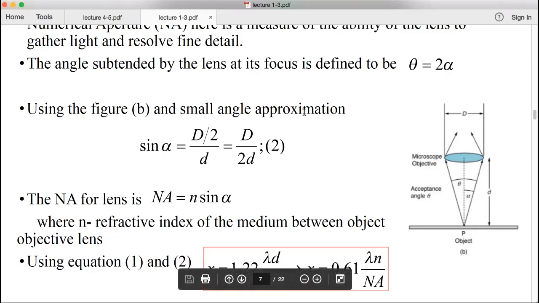Now, x here is the distance between two point objects, and if we put in all the parameters, now if you are given an optical microscope, you know the wavelength of the light used, you know the refractive index of the medium between the object and the objective lens, you know the numerical aperture, you fit in all these details, and then you get an idea: okay, this is the minimum distance between two point objects that I can resolve using this microscope. Let's move on to the next slide.